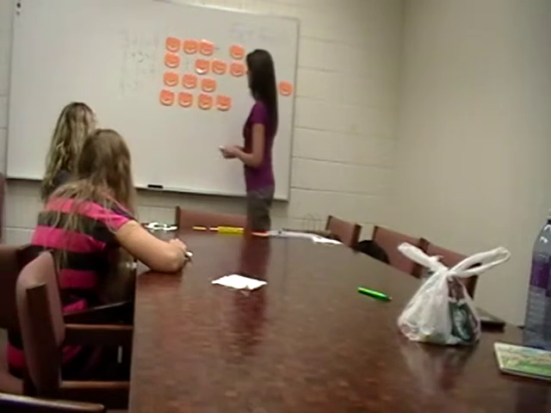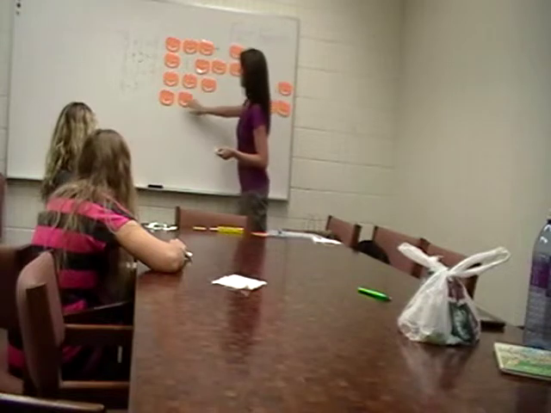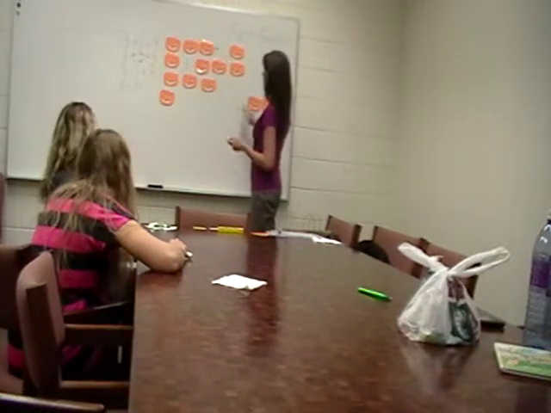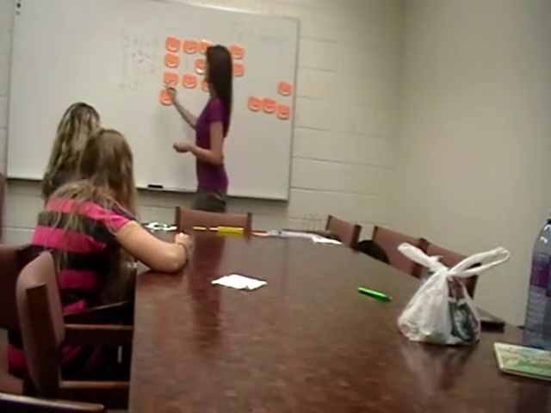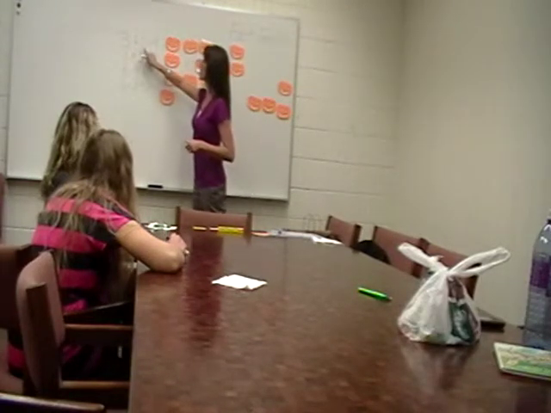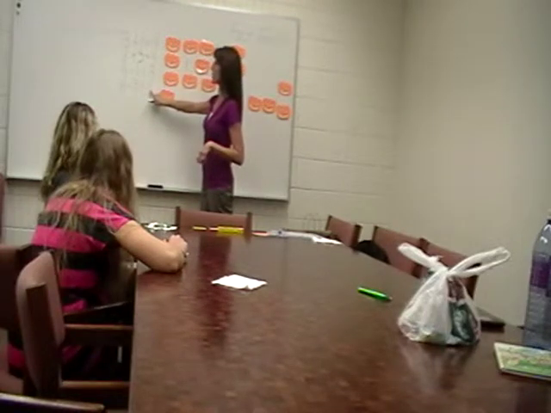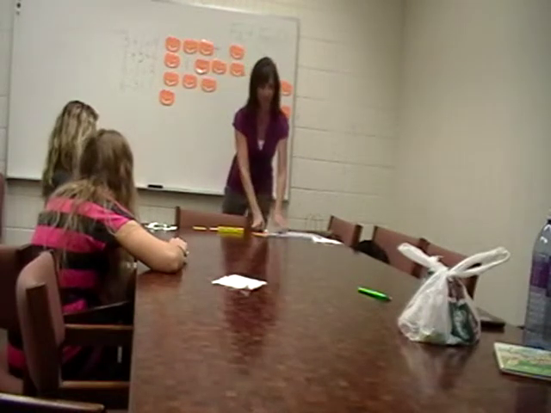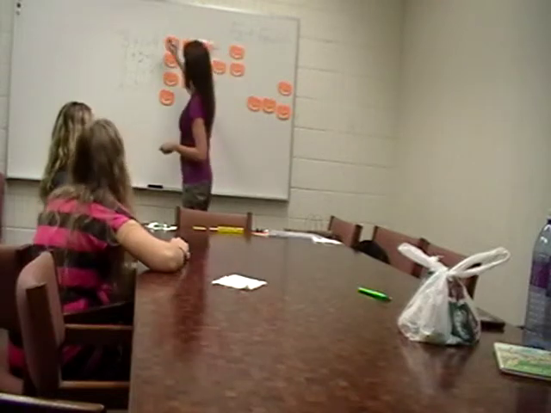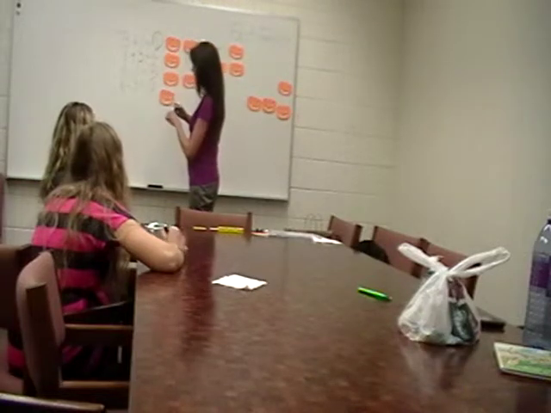So we have 4. Let's move 3 out of the way. How many do we have left? 1. All right, so just like we had 3 plus 1 equals 4, 4 minus 3 equals 1. Can you see how they're related? How you can move the numbers around, and our fact family would be 4, 3, and 1.